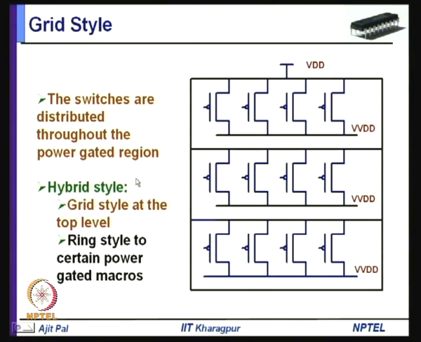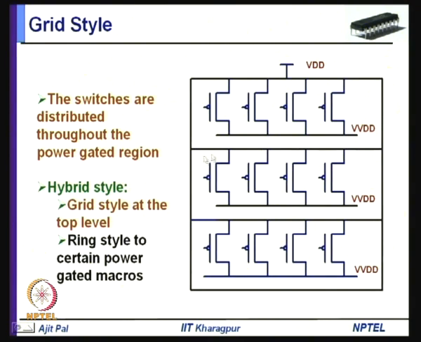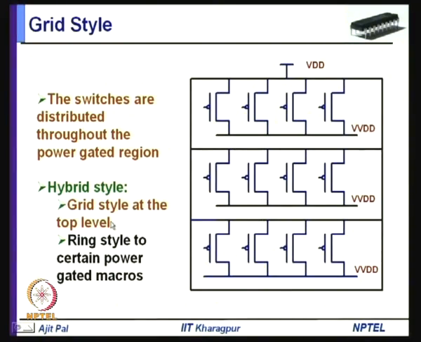However, you can use a kind of hybrid style where you will be using this ring style as well as this grid style. So, grid style at the top level. Whenever you are using a hierarchical style, at the top level you will be using this grid style, and then at the lower level you will be using the other style, that is your ring style. So, grid style at the top level, ring style for certain power gated macros or hard IP cores. This is how you can combine both the ring and grid style of switches in your circuitry.